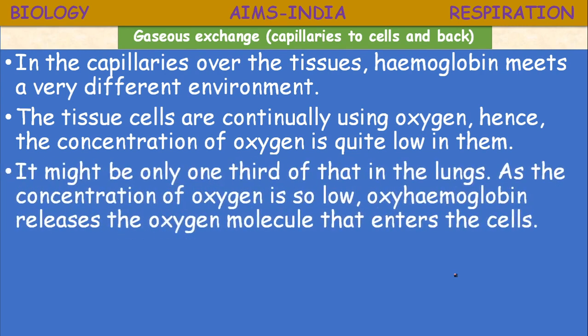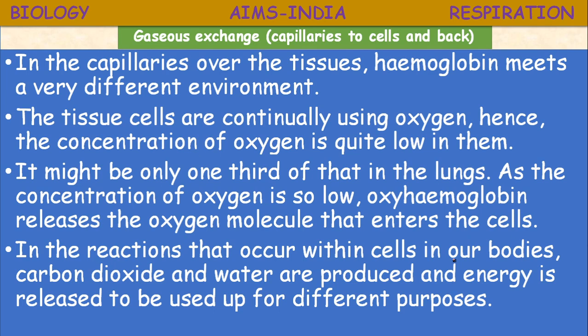in the tissues. So it might be only 1/3 of that in the lungs. As the concentration of oxygen is so low, the oxyhemoglobin releases the oxygen molecules that enter the cells. First, hemoglobin combines with oxygen to form oxyhemoglobin, HbO2. And whenever we need oxygen in the cells for the production of energy, at that time the oxyhemoglobin breaks into hemoglobin and oxygen. So that released oxygen is used for the production of energy.